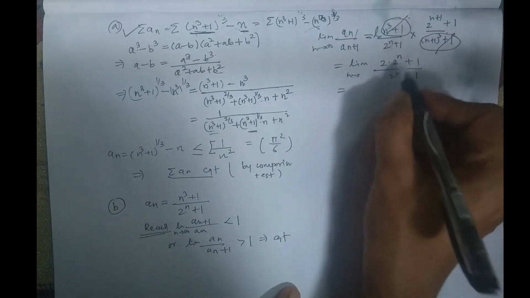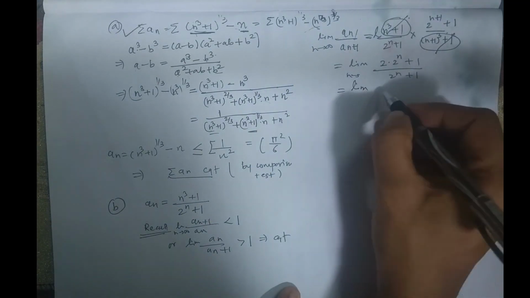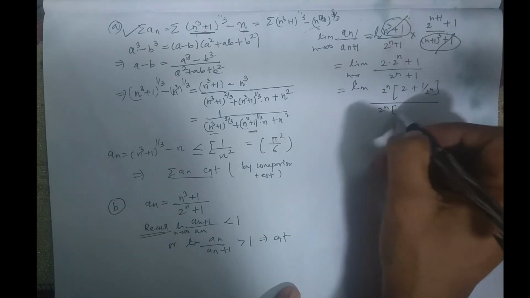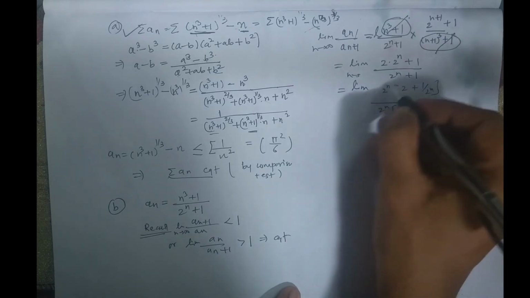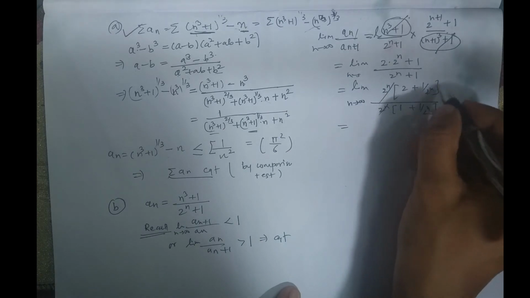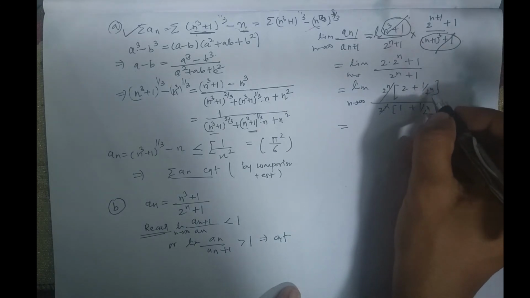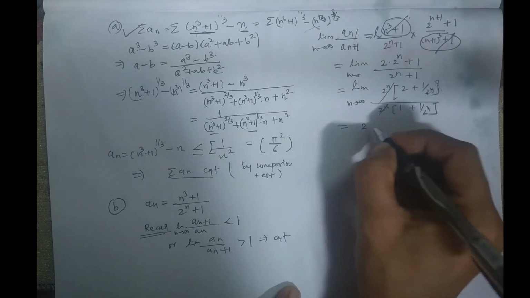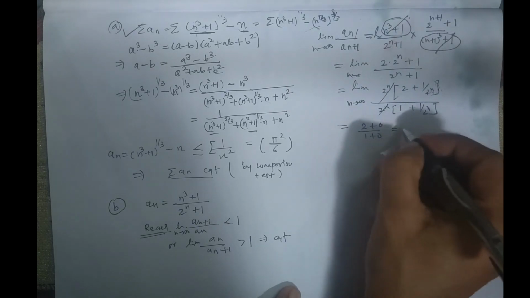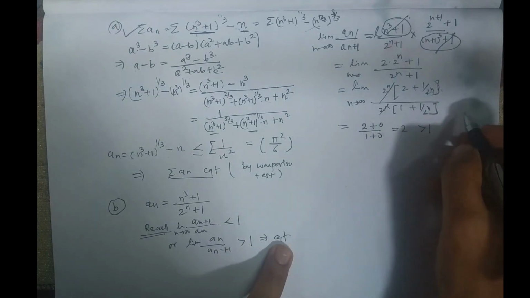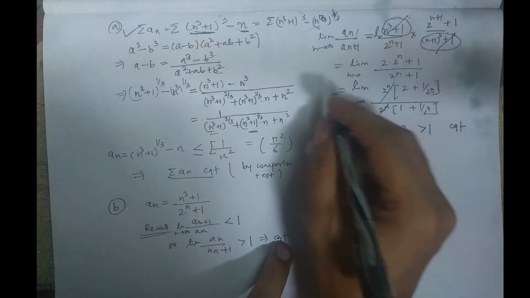Now in the next step, if I take 2 raised to n common throughout, I will get 2 raised to n times (2 plus 1 by 2 raised to n), over 2 raised to n times (1 plus 1 by 2 raised to n). This 2 raised to n will cancel out. If I approach n towards infinity, this is 2 raised to infinity, so we will have infinity in the denominator, so 1 by infinity means 0. So this is nothing but 2 plus 0 upon 1 plus 0, simply 2, which is greater than 1. And whenever this ratio a_n by a_(n+1) is greater than 1, my series is convergent. So by ratio test, the second series is also convergent.